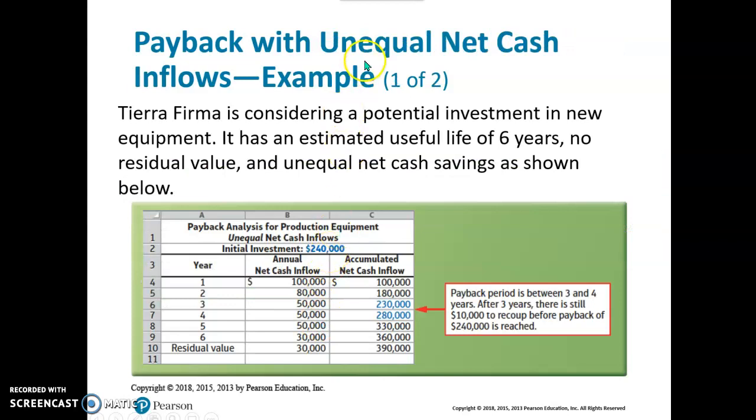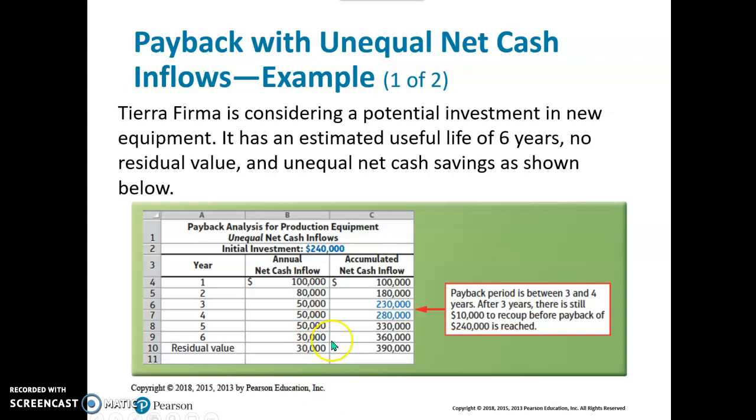Now let's look at one with unequal net cash inflows. So this is a potential investment in new equipment. It has an estimated useful life of 6 years, no residual, and unequal net cash savings as shown below. So I've got an annual net cash inflow, right? And it changes. First $100,000 the first year, then $80,000. Then it's going to level off to $50,000 for a while. And then it'll be $30,000.